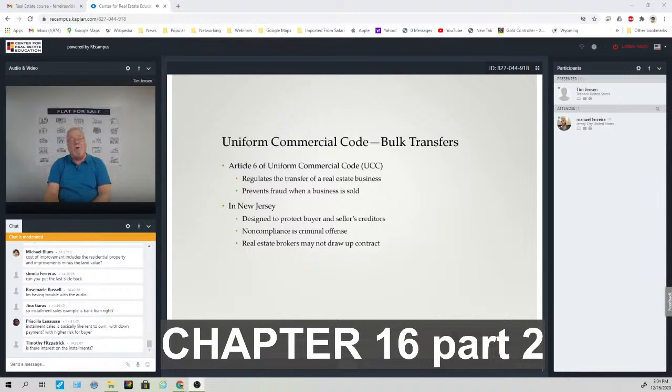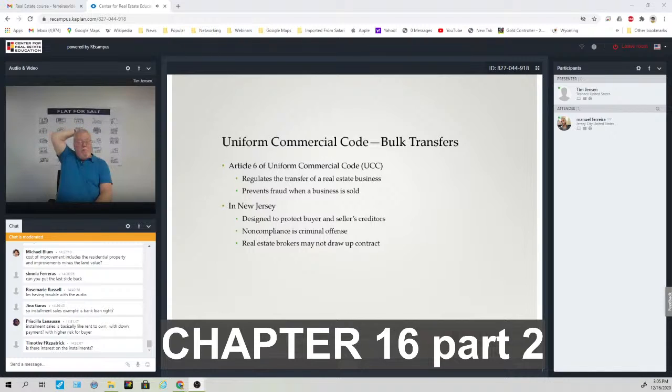So if the trade fixtures are sold with the business, then the Uniform Construction Code under the Bulk Transfer Act requires that all private property unrelated to the real estate, trade fixtures are private property, be noted and values assigned to them. So it helps prevent fraud when the business is sold and regulates the transfer of the real estate business so that the IRS and your state know exactly how much the real estate was and how much the personal property items were, et cetera, et cetera.